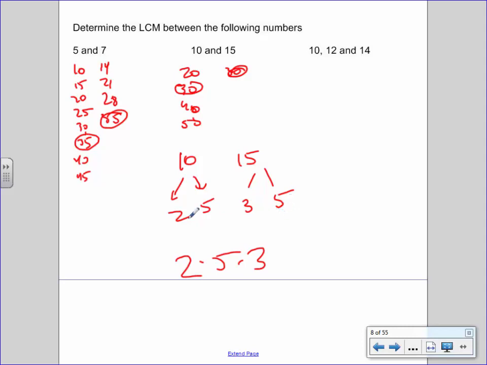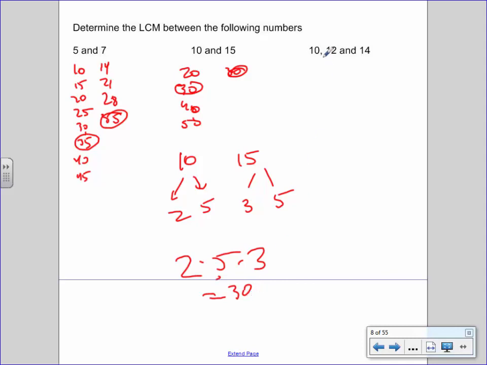Make sense? Here there's a 2, so I'm going to write down a 2. Here there's a 5, I'm going to write down a 5. Here there's a 3, I don't already have a 3. But see here how there's another 5 again? I already wrote down a 5 from this guy right here. So don't write down a number a second time if it's already been used from the previous factor. What is 2 times 5 times 3? 30.